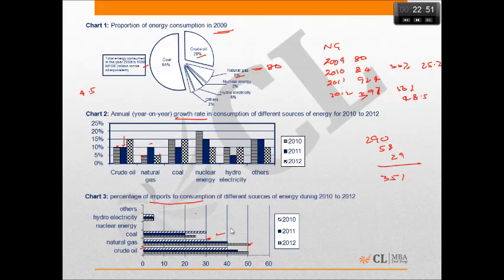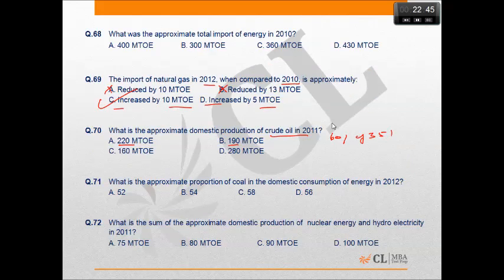Which year are we talking? 2011, 2009, sorry, 10, 11, 45%. It has to be less. It has to be 55%. 55% of 175 plus 17.5, so 190. Okay. What is the sum of approximate domestic production of nuclear energy and hydroelectric energy? Okay, I'll come back to this later if I have to.